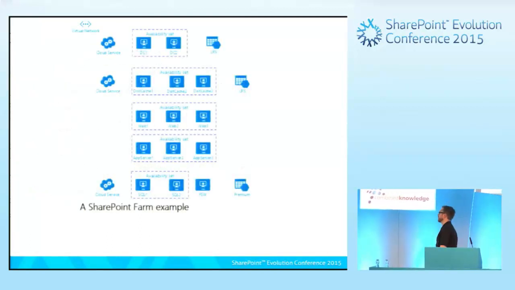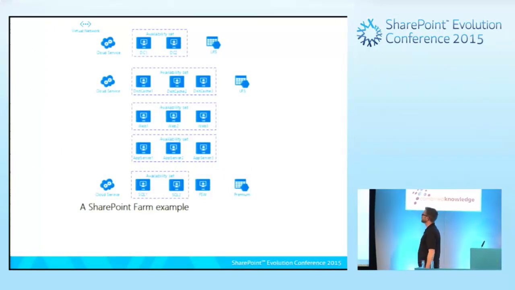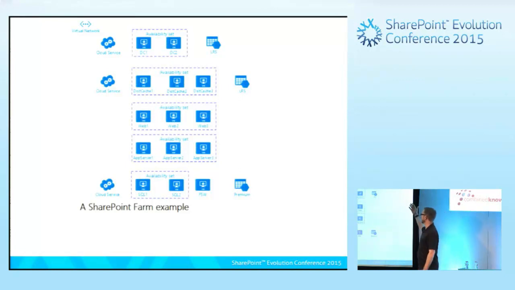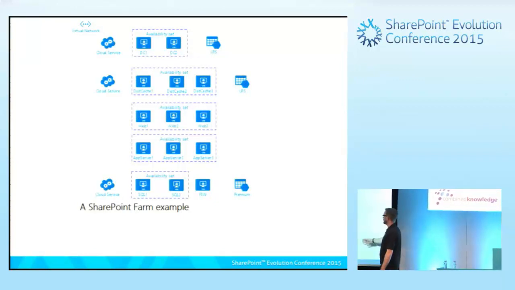Here's an example of how a SharePoint farm could look. I have 3 cloud services, one for domain controllers, using locally redundant storage. Then I have one cloud service with 3 availability sets for the distributed cache, web servers, and application servers, also using locally redundant storage. I could actually use A-series machines for search. I could use premium storage instead. And I have a SQL Server cloud service and availability sets using premium storage. And here's my file share witness in this case.